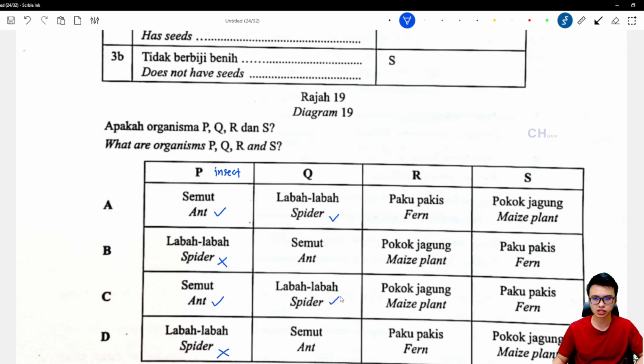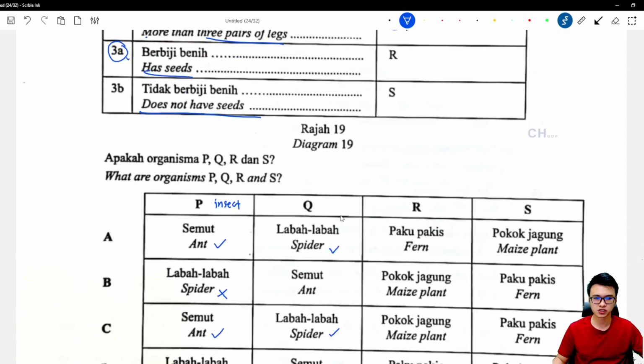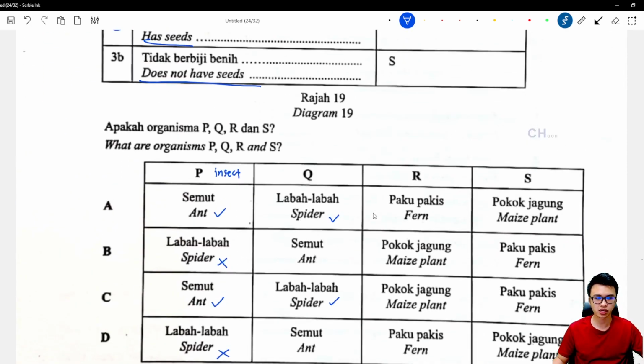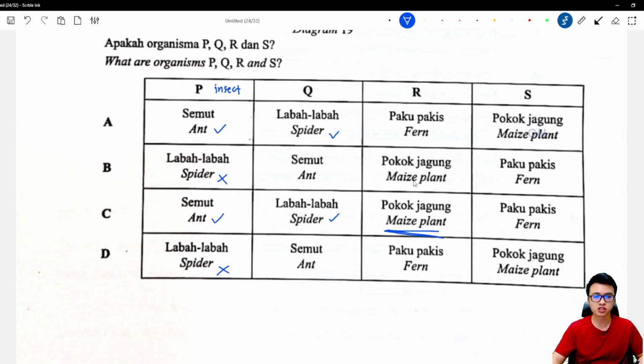So spider correct. Let's look back to R and S. So we have 1B, tumbuhan, plants. Back go to 3. 3 has seed and does not have seed. So if you have seed, most probably you are having flower. Okay, 3A, yes. You have seed, you have fruit. So maize plant will be the answer because maize plants can produce the corn. For fern, it only produces a spore. So it is not using the seed. Answer should be C for this question.